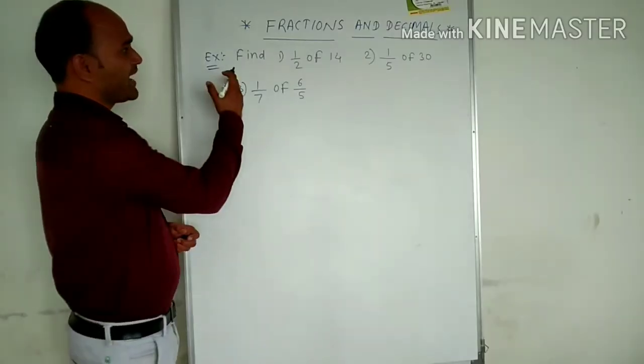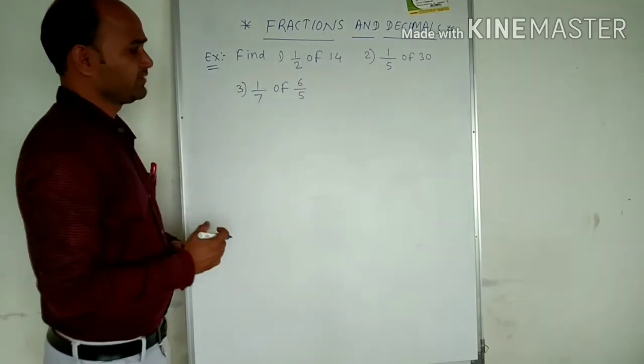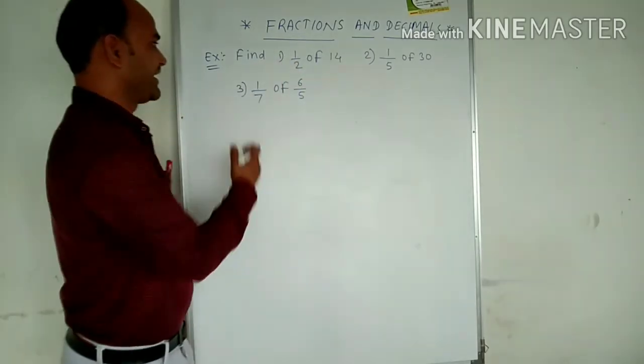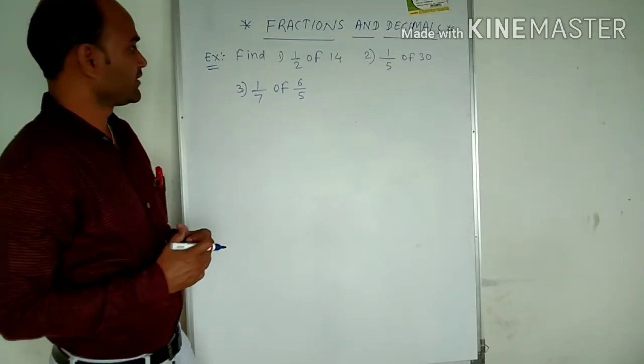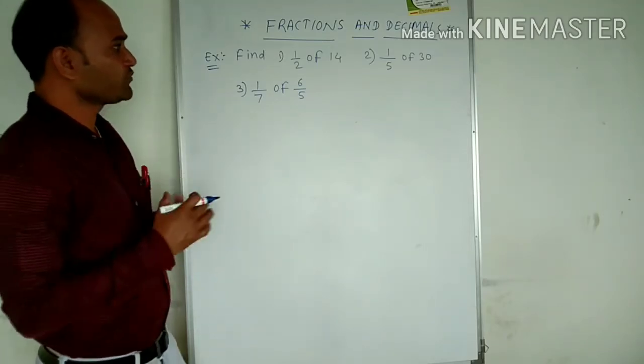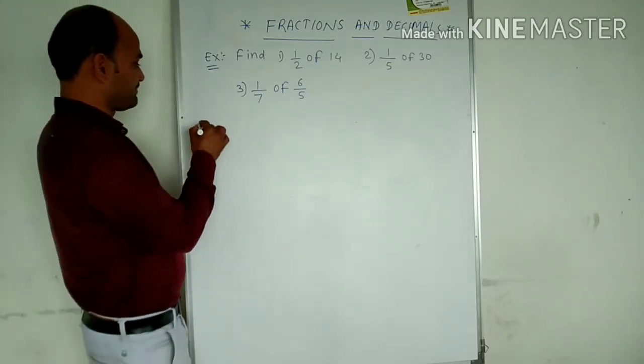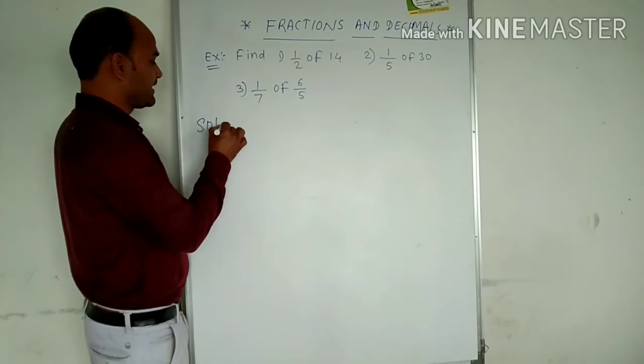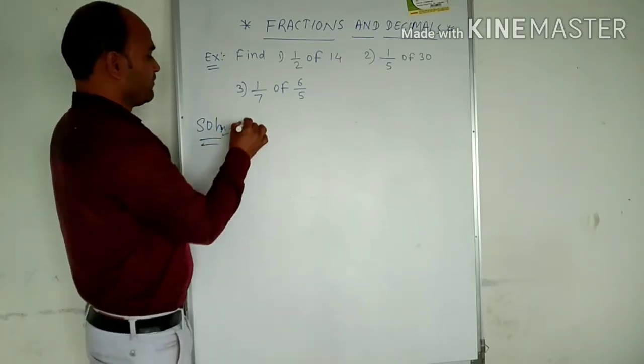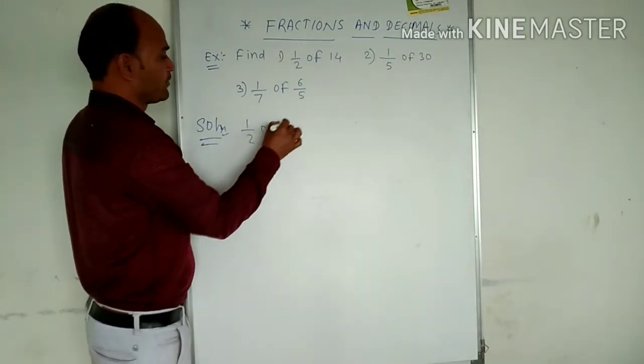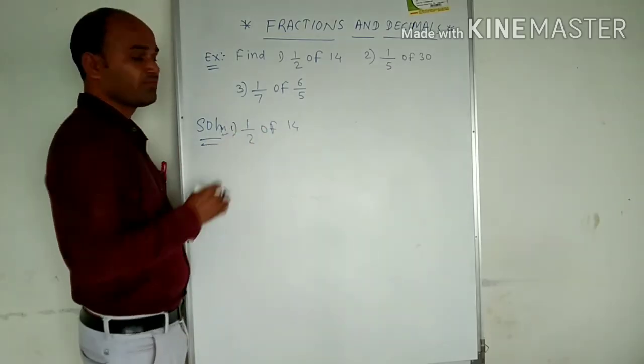Now find 1 upon 2 of 40, 1 upon 5 of 30 and 1 upon 7 of 6 upon 5. How to find? Let me see with these examples, which are different types of examples. The first question is 1 upon 2 of 14.